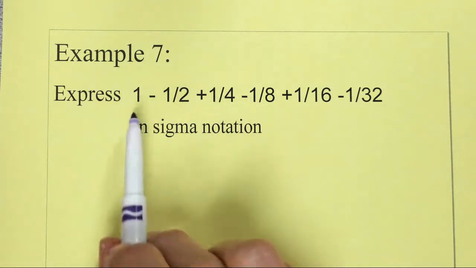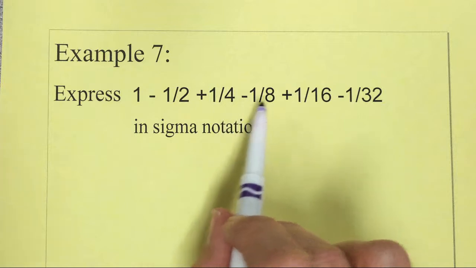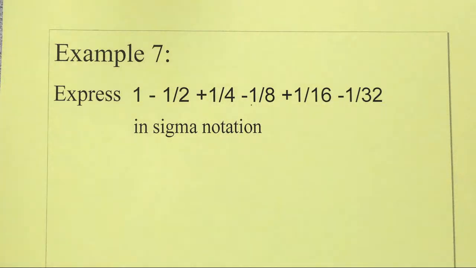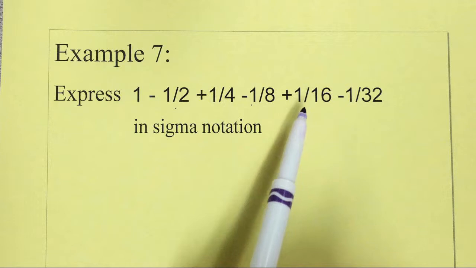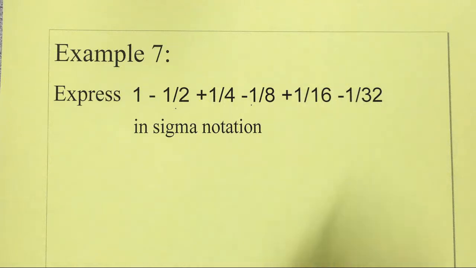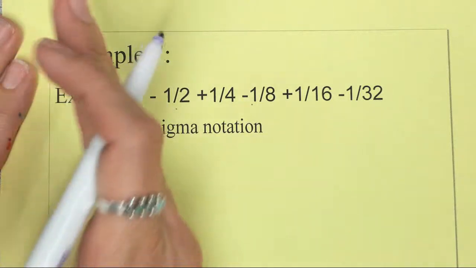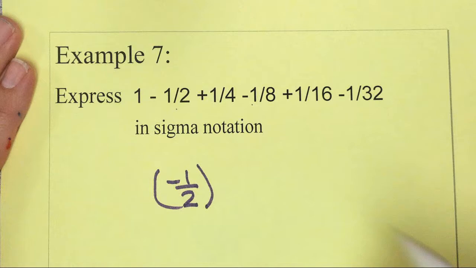So on this one, we go from 1 to -1/2 to +1/4 to -1/8 to +1/16 to -1/32. So what am I doing to get from 1 to -1/2 to 1/4 to -1/8 to +1/16 to -1/32? We're multiplying by -1/2. So since it's repeated multiplication, we're going to write it as a power.